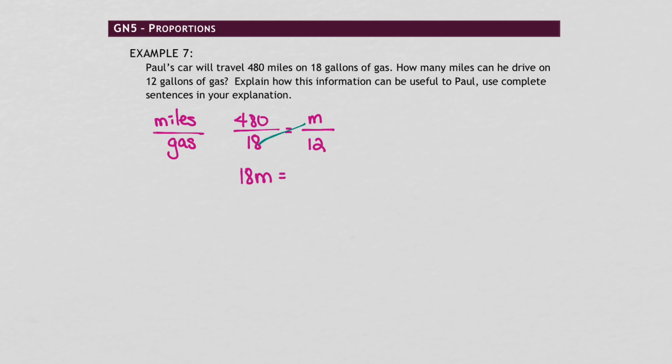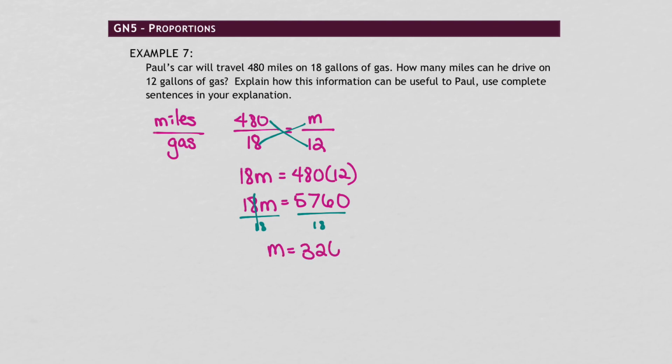We have 18M equals 480 times 12, which is 5,760. Divide both sides by 18, and Paul can travel 320 miles, don't forget your units, on 12 gallons of gas.